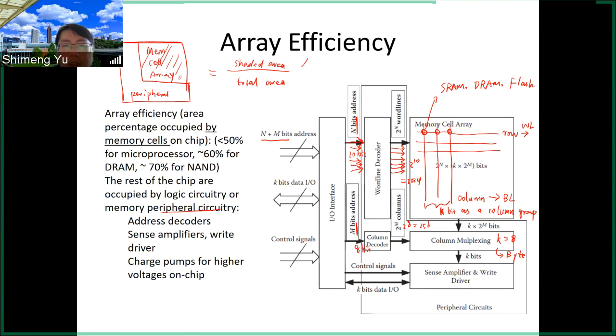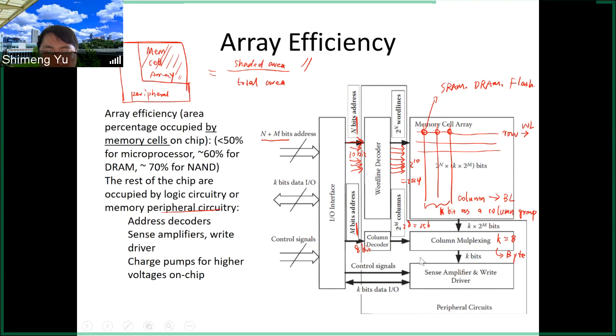That is the array efficiency. So here in the peripheral circuitry, what do you have there? You may have an address decoder, like a word line decoder, a column decoder, and column multiplexing. This is just to identify or locate an individual row and an individual column group, so you can find the data you want.